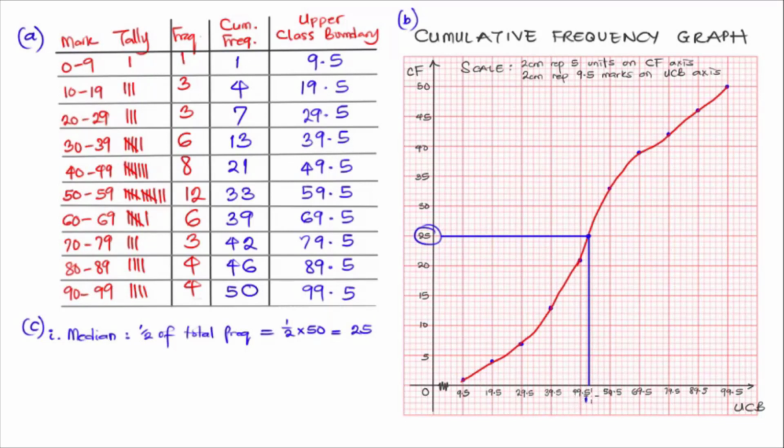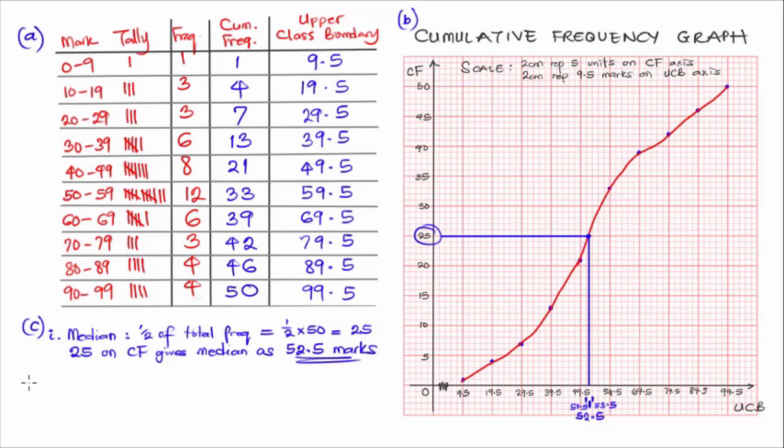Now, looking at this, we have 49.5. The next one, because they are incrementals of 2, will be 51.5, and the next one after that will be 53.5. The mark we are looking for is in between those two, and that will amount to 52.5. So the median mark as obtained from the graph is 52.5 marks. Out of all the marks scored by the students in the biology test, the median mark is 52.5 marks.